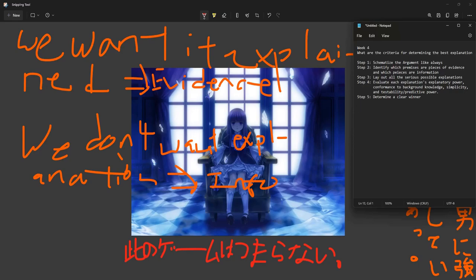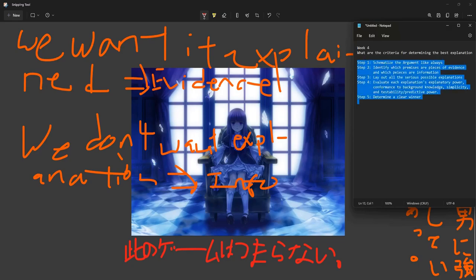So we already know what those are, but at the end of the day, those are the steps, and the criteria are explanatory power, conformance to background knowledge, simplicity, and testability / predictive power. Those are your steps.